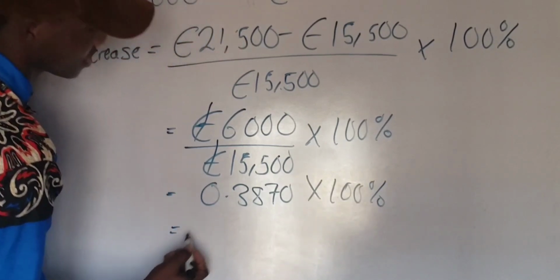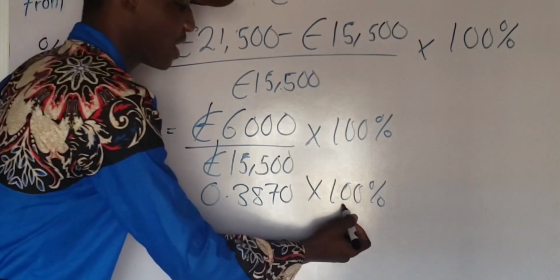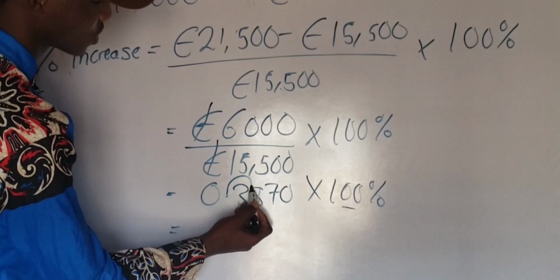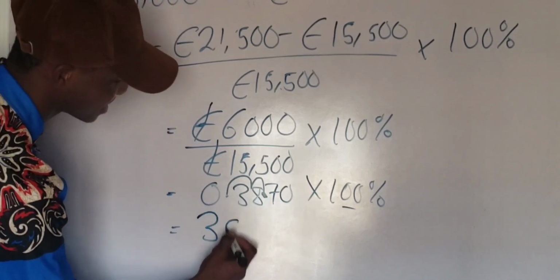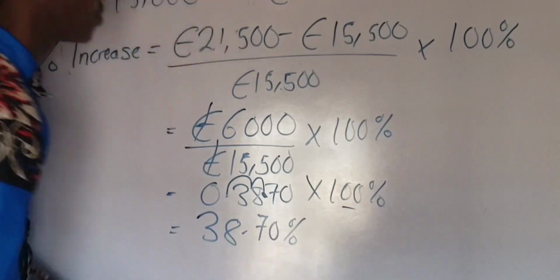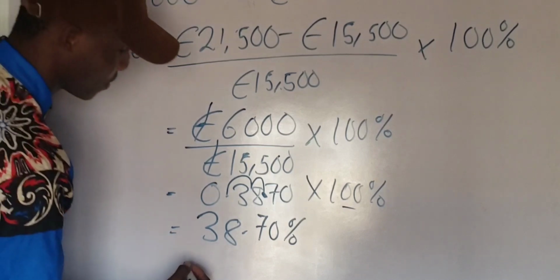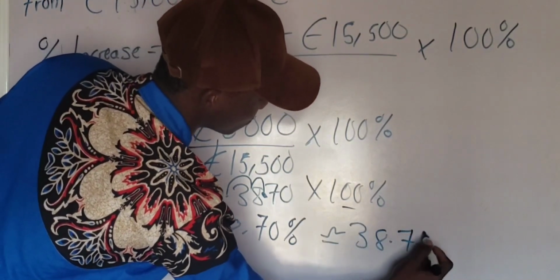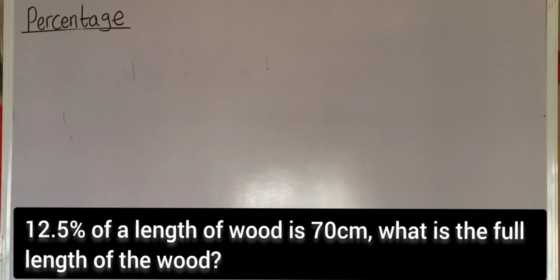Now we can do this without the use of a calculator since we are multiplying by 100, and 100 has 2 zeros. So I'm going to move this decimal point 2 times. If you are part of the first class, you should remember this. So that is 38.70%. Okay, but we are told to leave our answer in 3 significant figures. So I'm going to have 38.7%. That is the percentage increase. Let's proceed to the next question.